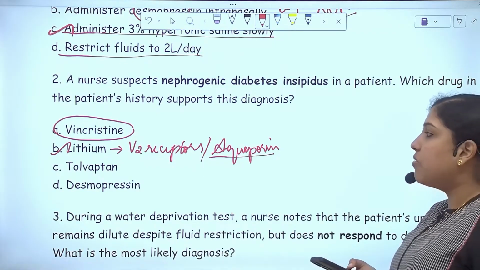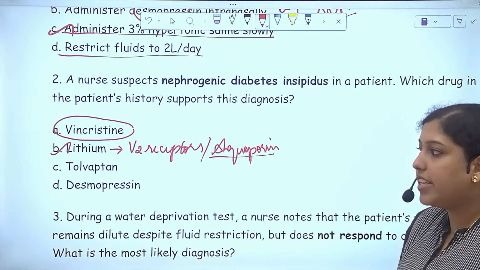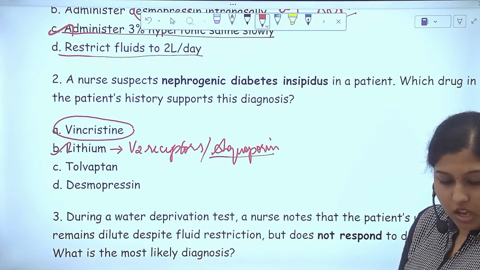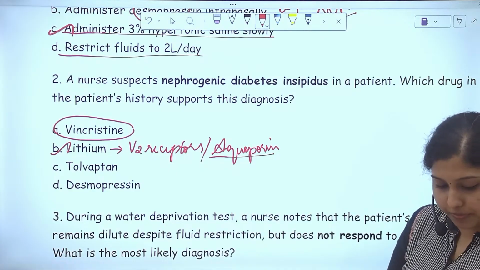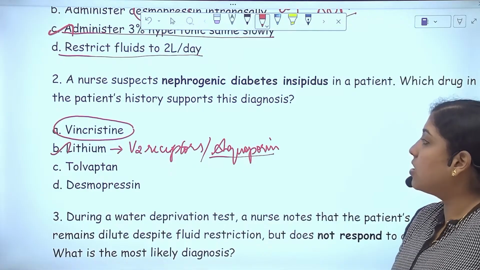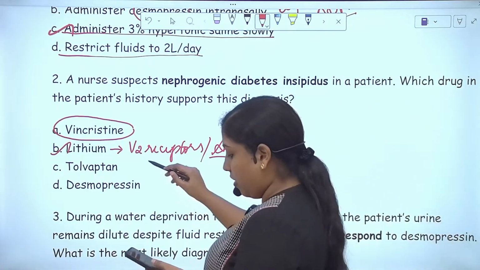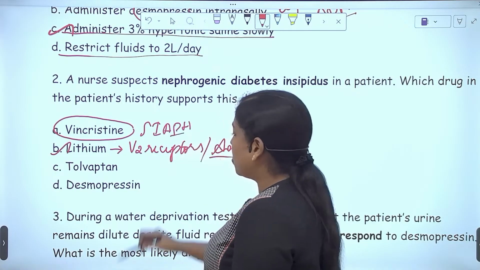Now tell me, I have discussed about vincristine, which is also one of the causative factors in either SIADH or diabetes insipidus. Now you have to tell me, vincristine is a causative factor in which particular condition? Vincristine is a causative factor for your SIADH. It is a causative factor for your SIADH.